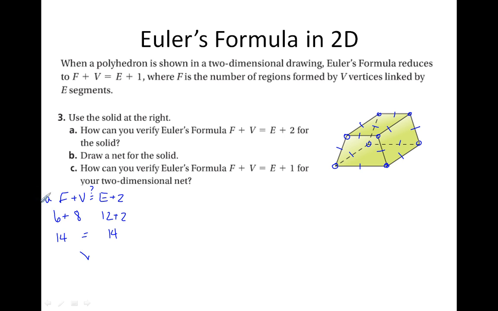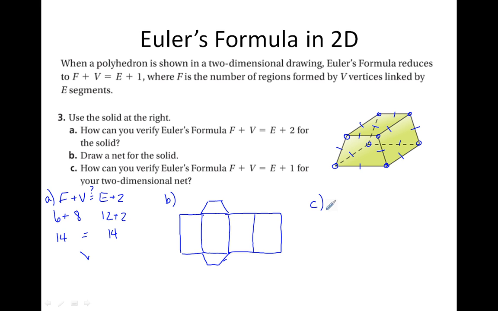All right, that was part A. Now for part B, we want a net for this solid. It's been a while since we've drawn nets, but remember, to draw a net, think of the object as unfolding flat. So I'm going to start with the bottom. That's a rectangle. If I knock the front and the back off, it looks like this, and then we just unfold the other sides. So here's the other sides unfolded. So here's our net. And this is going to help us verify Euler's formula for a 2-dimensional figure.